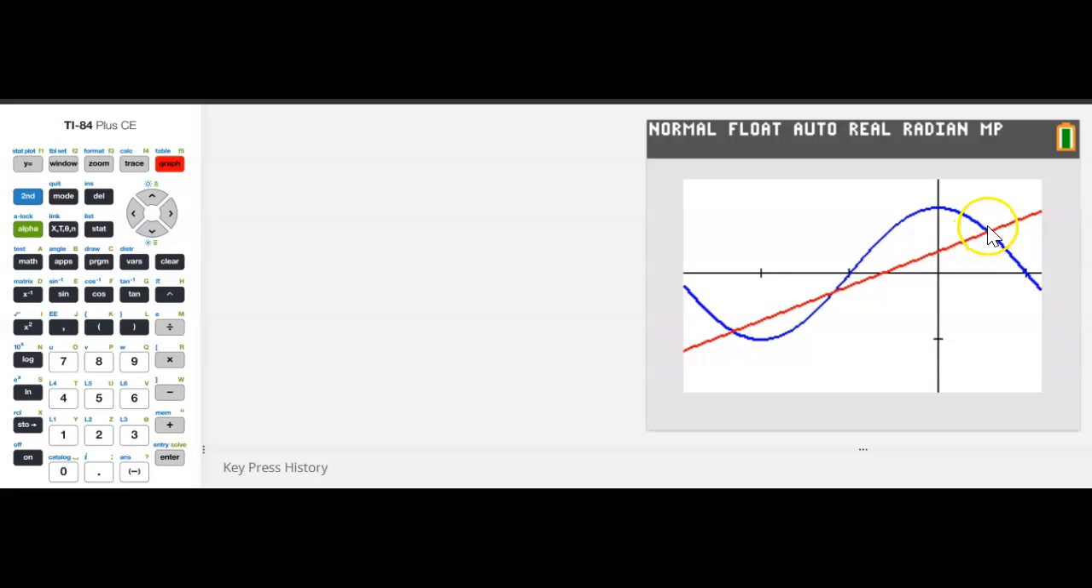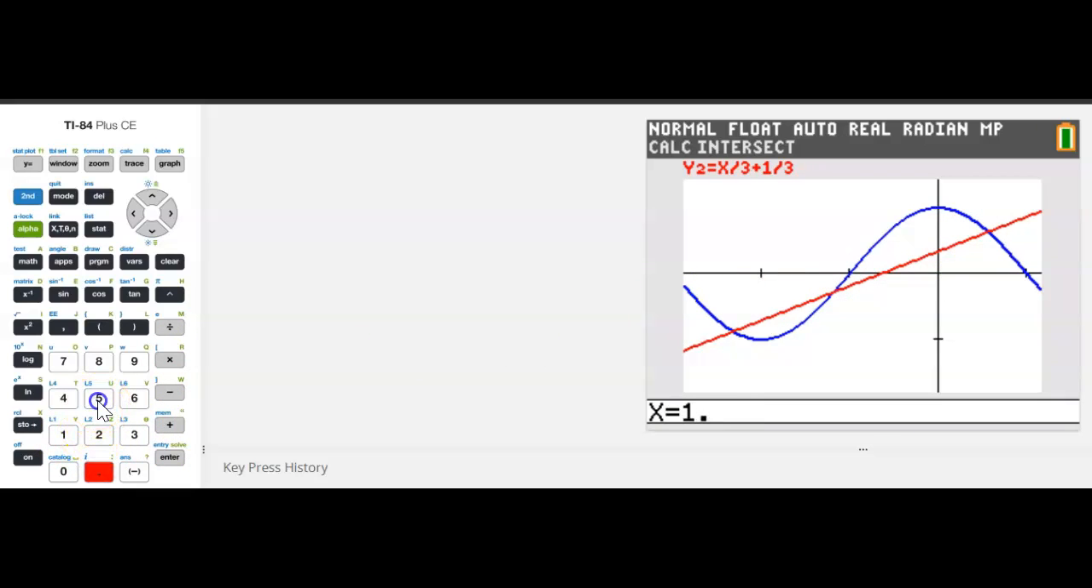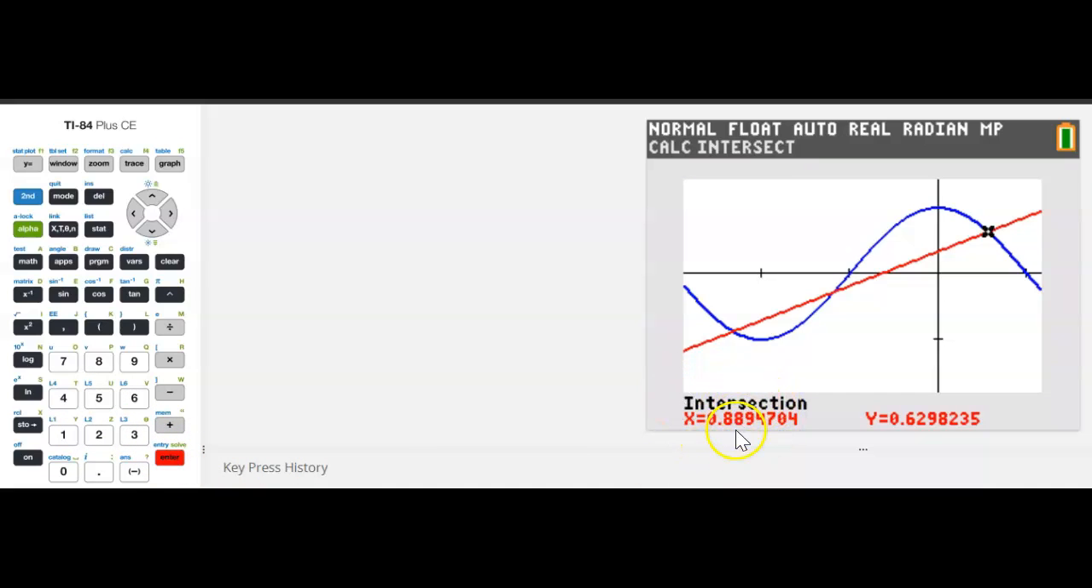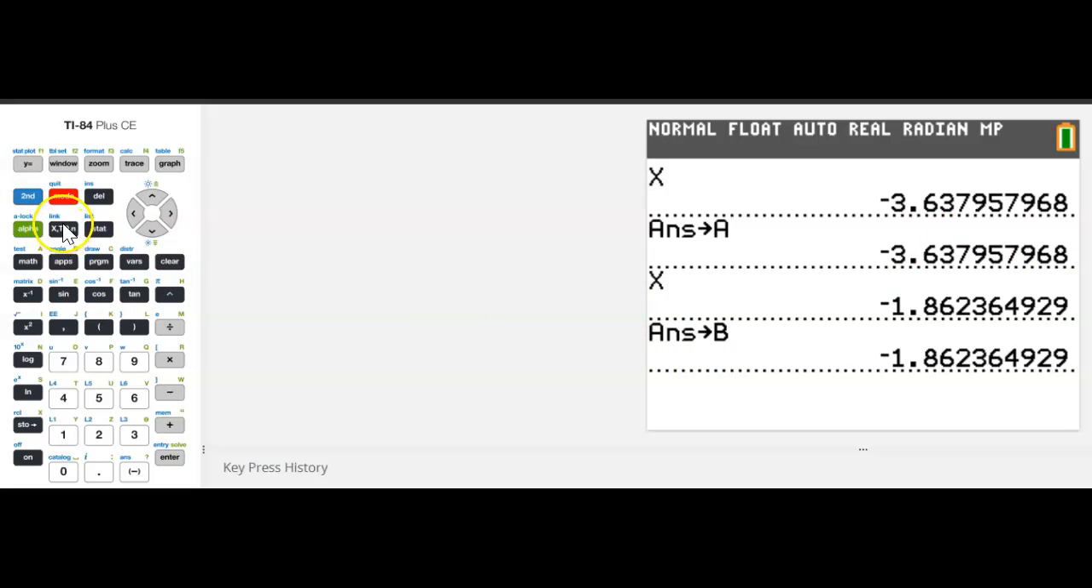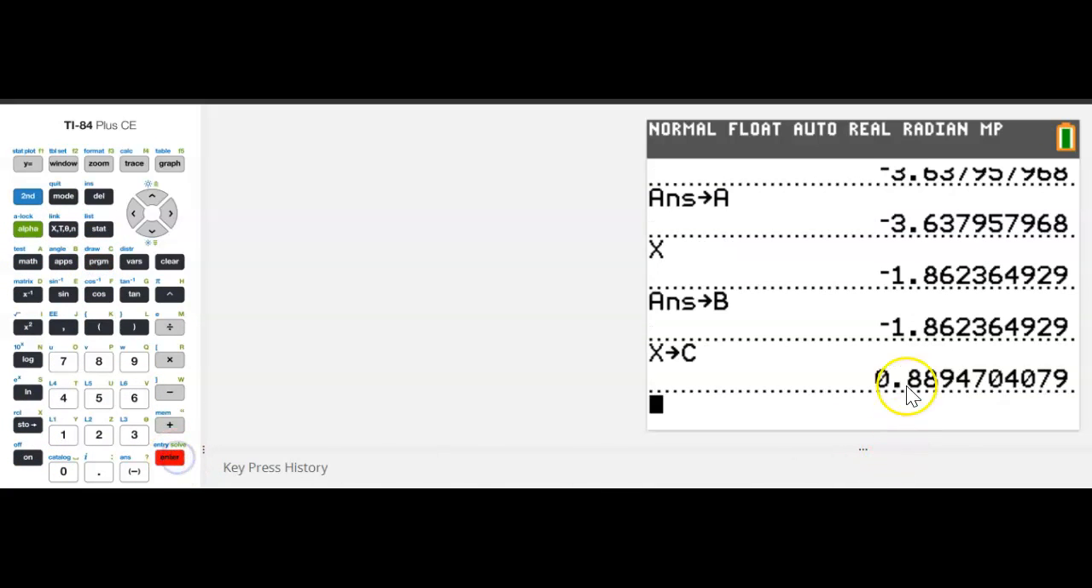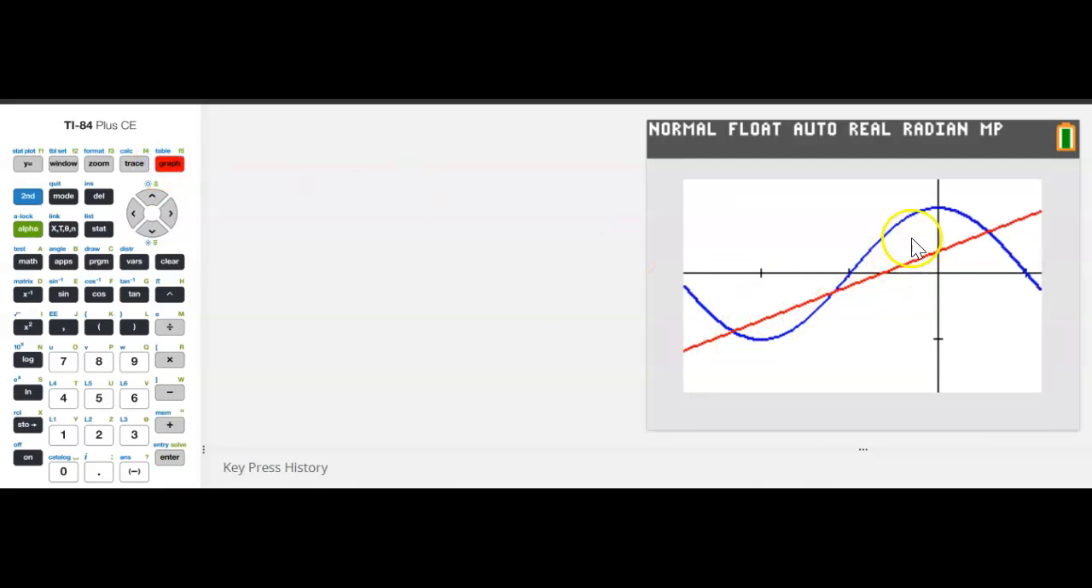We want this last intersection point here. This is closer to pi over 2. We're going to hit second, Calc 5, and enter, enter, and then we need to scooch over to there. So it's about pi over 2. I'm going to type in 1.5, and it'll pop over to that location. There's our intersection location, so 0.889 will be our C value. You can hit second, quit to go to the home screen. You can hit X, and you can just go store alpha C right away, and you can see the 0.889 right there. We're now ready to calculate the area of these regions.